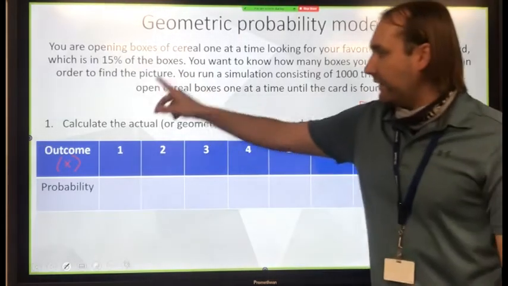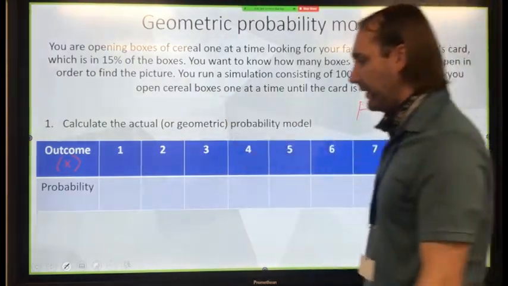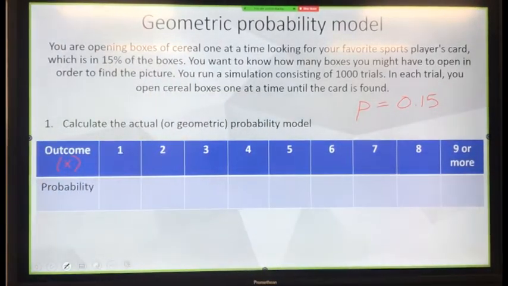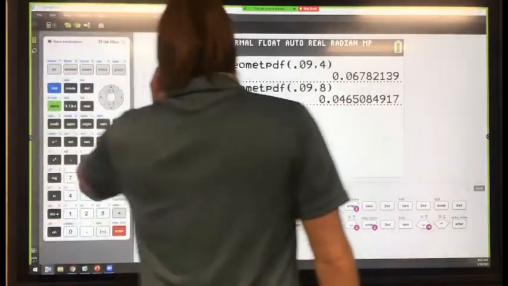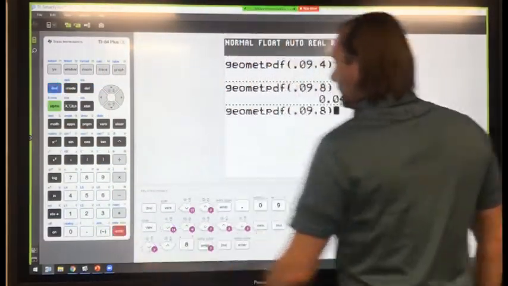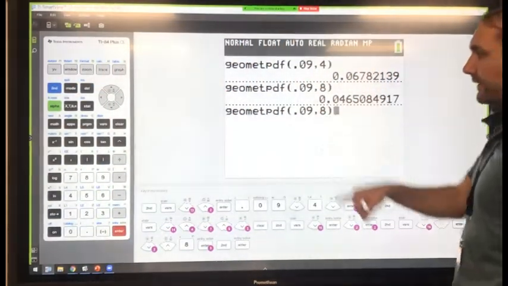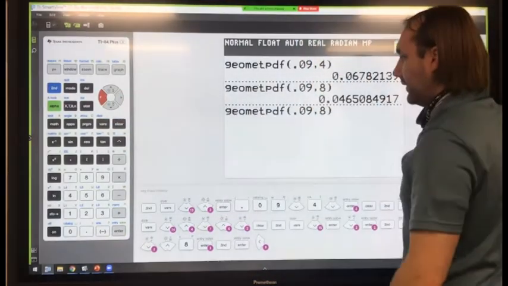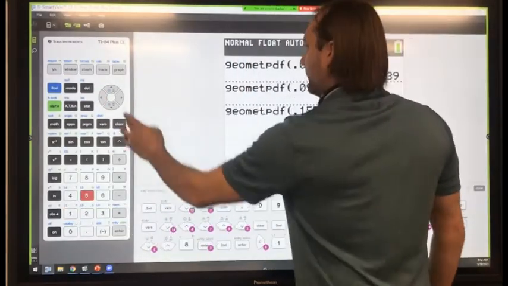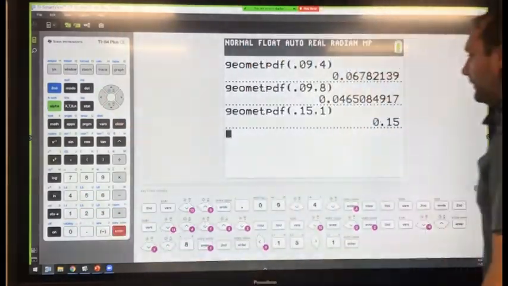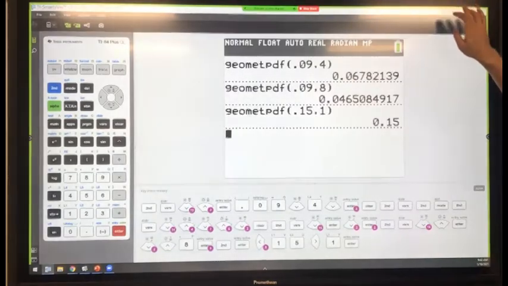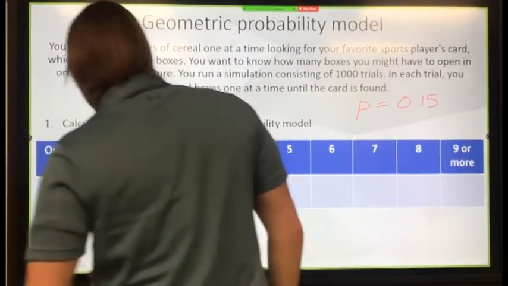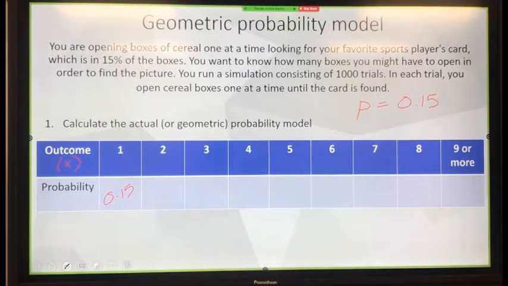So what is the probability that the first box I open gives me the card? Well, you should know that's 15%, right? But for demonstration, what you can also do is press second enter, instead of having to go through all that again, to pull up the last thing you did on the calculator. That's at 15. First one is 0.15.